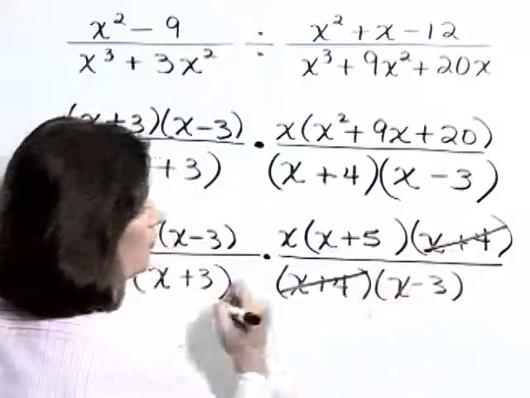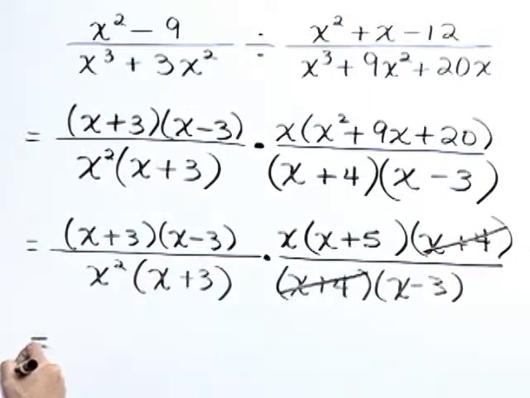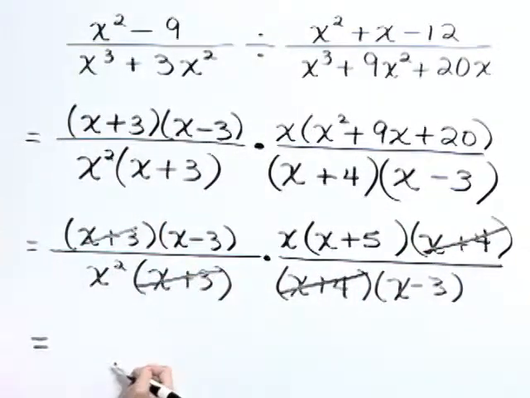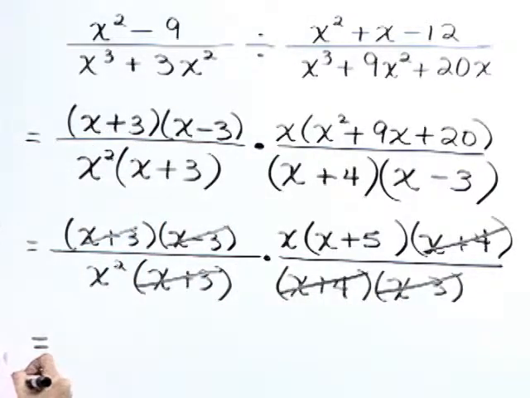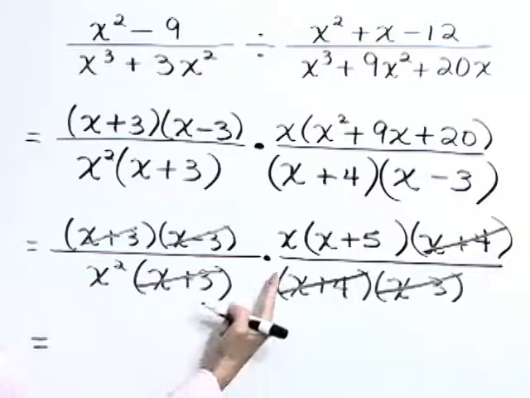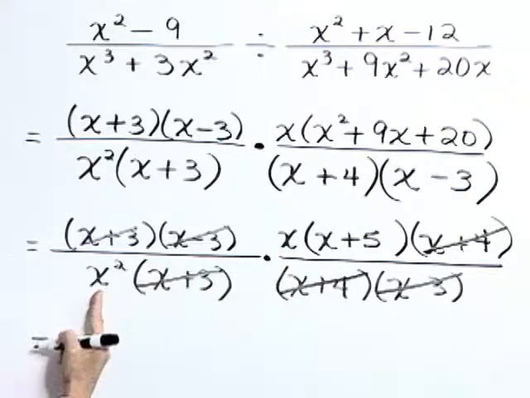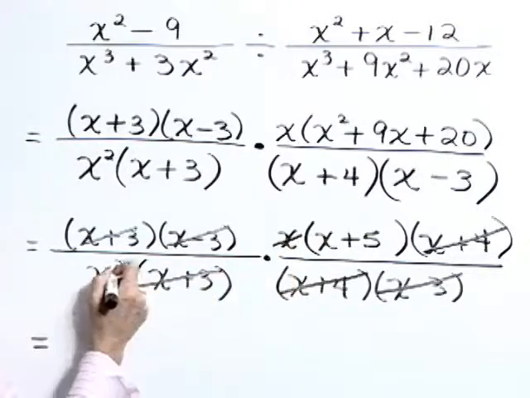We see x plus 4 in the numerator and denominator. We see x plus 3 in both. We see an x minus 3 in both. Also, we see a factor of x in the top and x squared in the bottom. Let's factor out one of those x's.